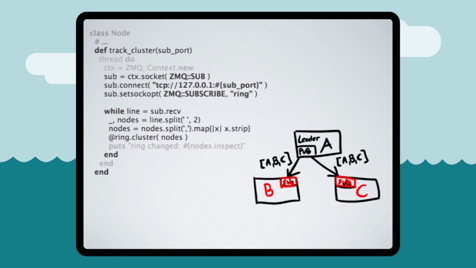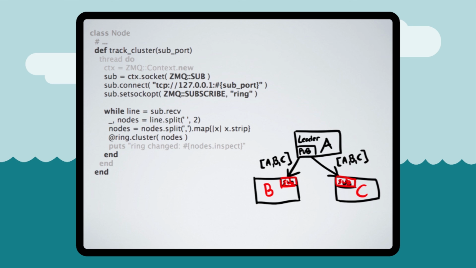priming that change. Track cluster, this is the opposite side of it. These are the subscribers. We create a subscriber socket, and we subscribe to any message ring from the port that the publisher lives on. And we will just accept any change that it gives us, and we will change the cluster. This was a function on our consistent hash that will just update the rings with the number of nodes that we've been given.